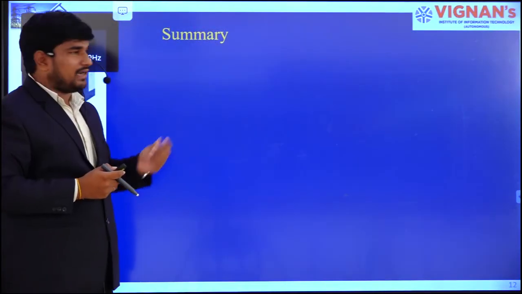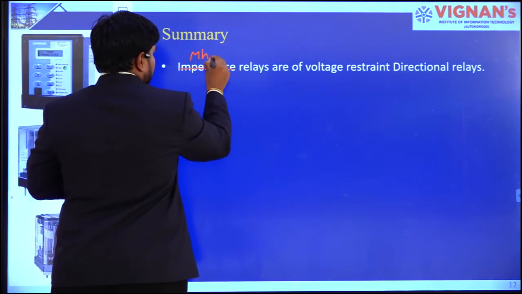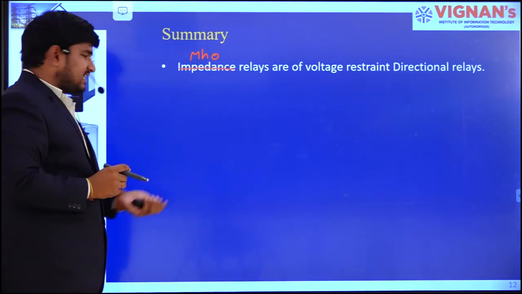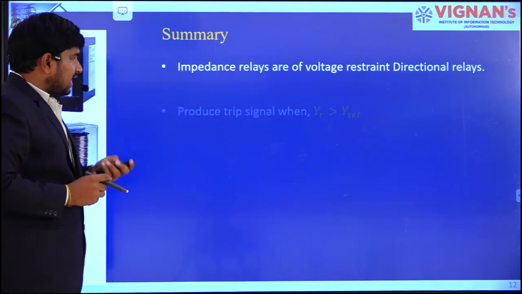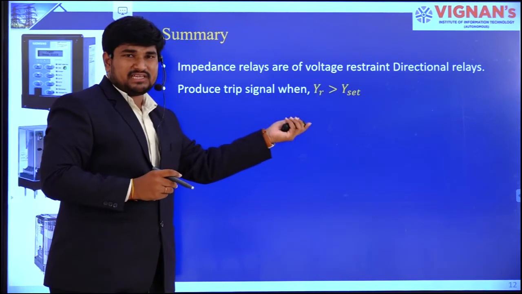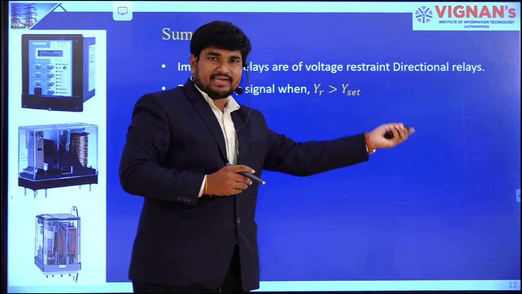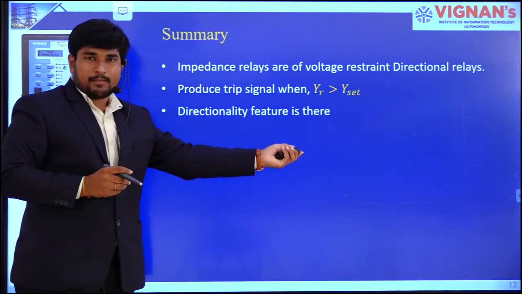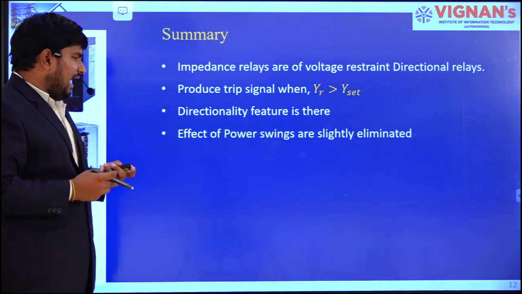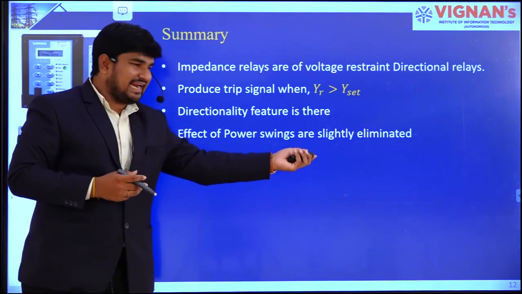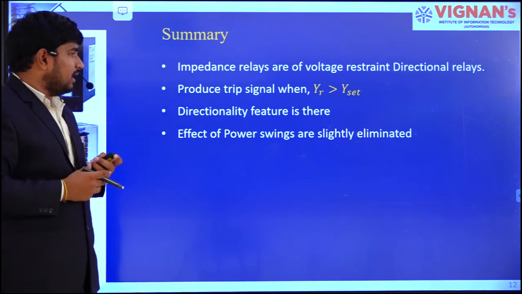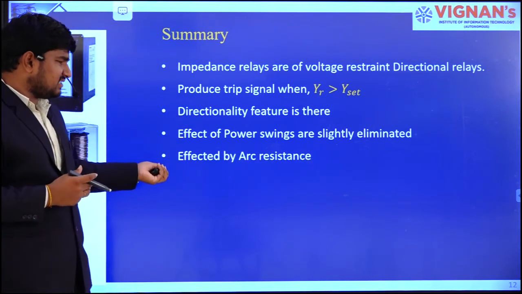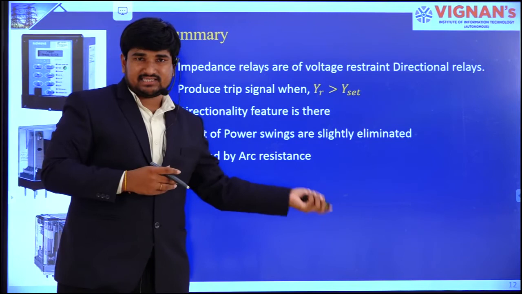Let me summarize the Moore relay. The Moore relays are voltage restrained directional relays, and they produce a trip signal whenever YR is greater than Y set. The directional feature is obtained, and the effect of power swing is slightly eliminated with the help of the Moore relay. But the limitation is that it is affected by arc resistance.